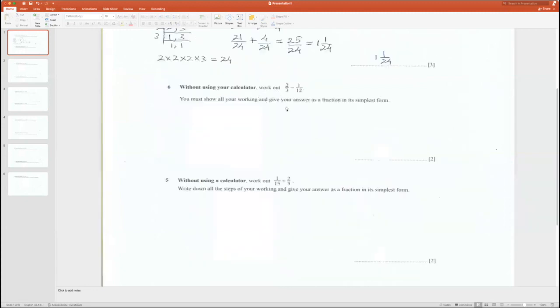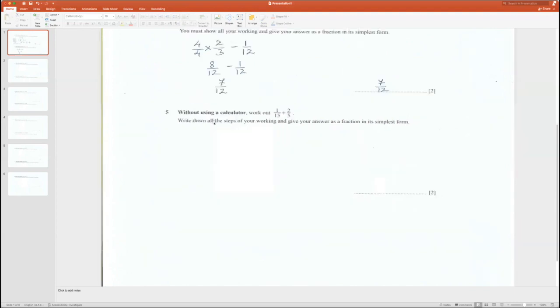Without using a calculator, work out 2 over 3 minus 1 over 12. Here also we need the common denominator. We can see the 12 is the common denominator. To get the 12, this fraction we can multiply by 4. So 2 over 3, we are multiplying by 4, numerator and the denominator, minus 1 over 12. So 8 over 12 minus 1 over 12, having common denominator, we can subtract these numerators. Then 8 minus 1 is 7.